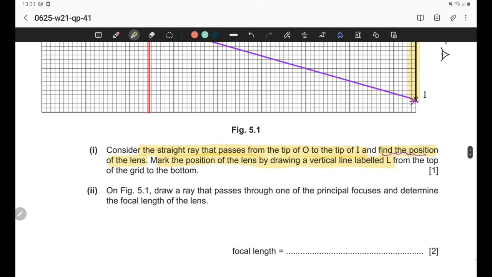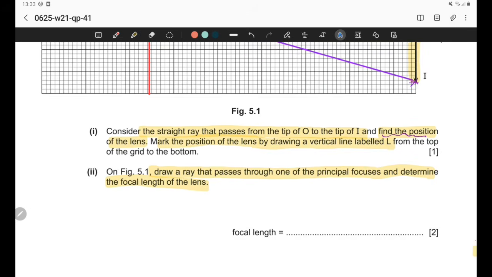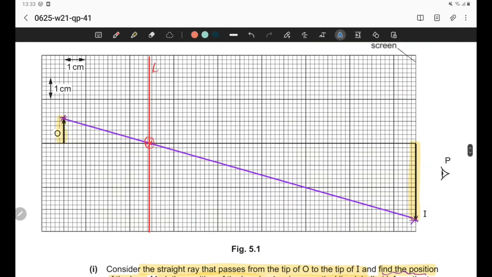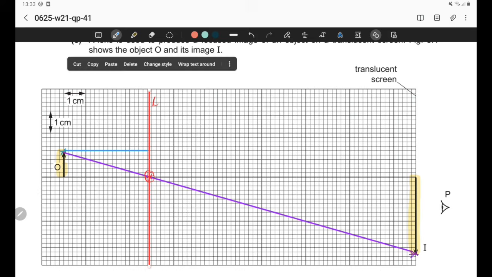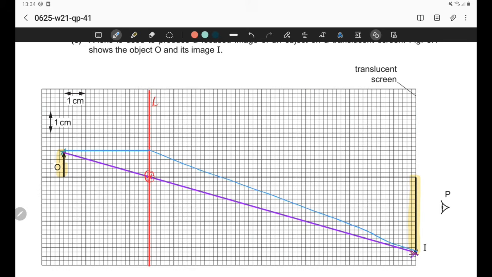On figure 5.1, draw a ray that passes through one of the principal focuses and determine the focal length of the lens. So next we have to find the principal focus. The principal focus is the point as we already mentioned. First we need to draw a parallel line emerging from the object. When it enters the lens, it will pass through the lens and meet at the tip of the image.